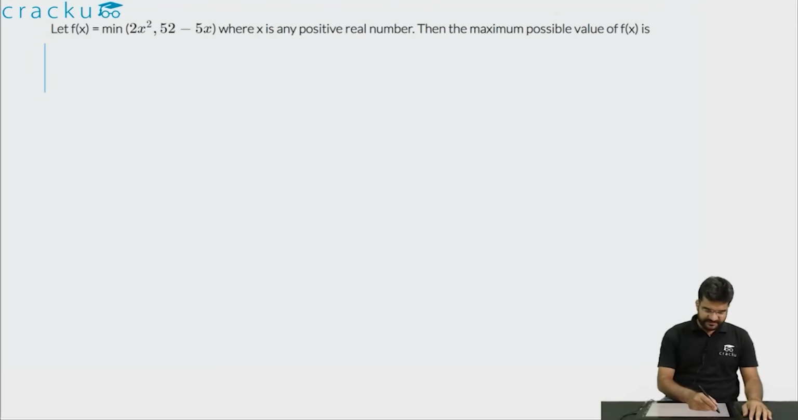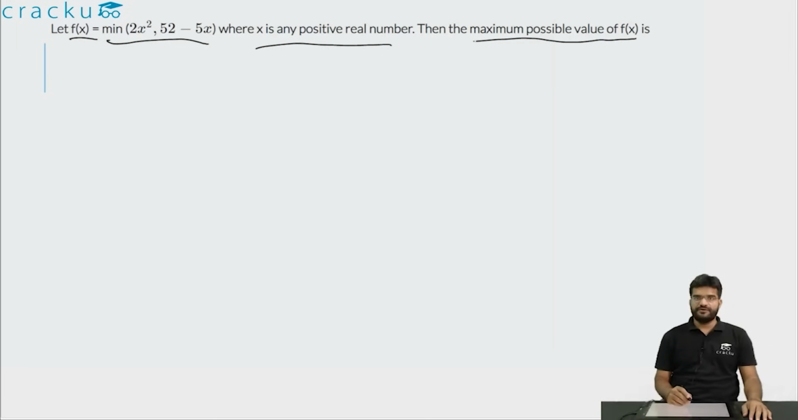In this question, we are given a function f of x. It is told that f of x is the minimum of 2x square and 52 minus 5x, where x is any positive real number. We are required to find out the maximum possible value of f of x. So what we'll do is first try to draw the graphs so that we understand what exactly has been given, and then we'll try to find out what exactly has been asked and try to solve it.